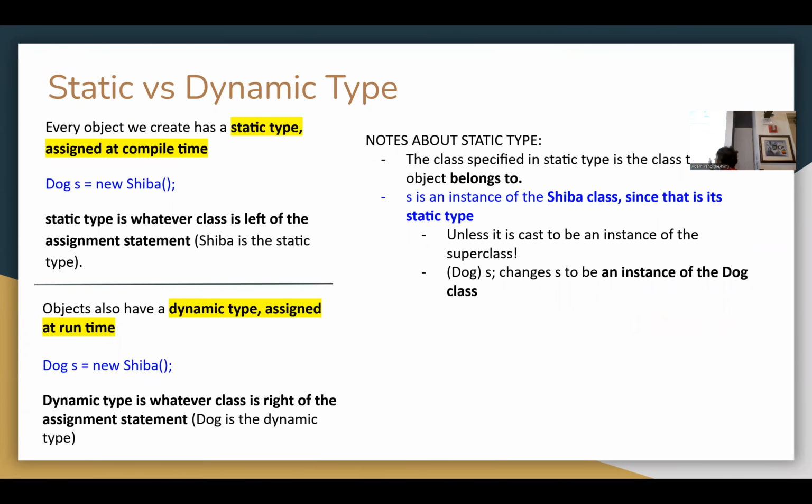Okay, so the way to answer this. A couple things that you need to know. The first thing is that whenever we declare an object, that object we declare has a static type and a dynamic type.